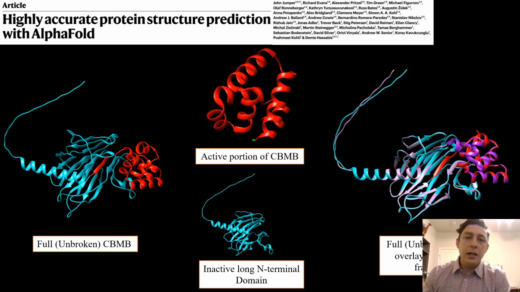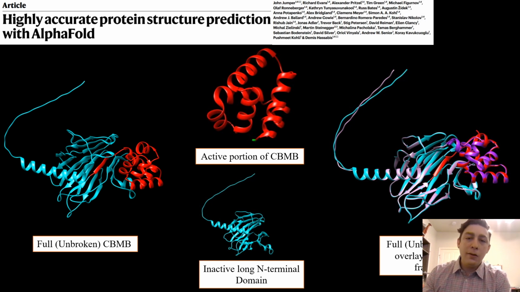Lastly, I want to talk about some in silico work that I performed on the structure of CBMB. A paper published last year in Nature introduced the newest iteration of AlphaFold. AlphaFold is a machine learning AI that can, with high accuracy, predict the structure of proteins. Source code was made available for free, and using it, I was able to predict the structure of the full unbroken CBMB protein. This is seen on the left with the two domains highlighted in red and blue. Then separately, I predicted the structures of both the active portion and the inactive long N-terminal domain. These colors correspond to the first image.